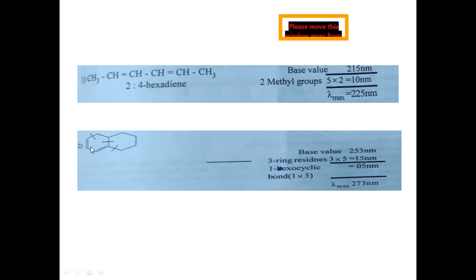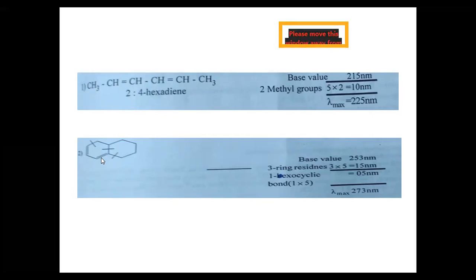Now this is a homoannular diene. See here, it is a homoannular diene. For a homoannular diene, what is the value? 253 nm. Okay. Now here we will call it a ring residue. Now this is our parent, CH2, and here CH2. Here it should be CH2.